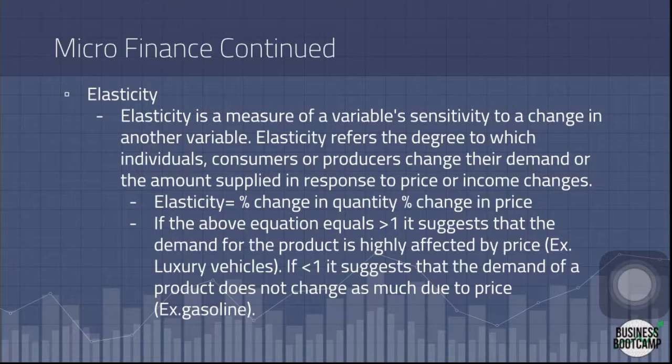Our next topic is elasticity, which refers to how much consumers or producers change their supply or demand in response to price or income variations. The formula for this measure can be simplified to elasticity equals percent change in quantity divided by percent change in price. If the equation totals out to greater than 1, it suggests that the product's demand is heavily influenced by price. The opposite is true if less than 1. Normally, there will be higher elasticity for wants and lower elasticity for needs.